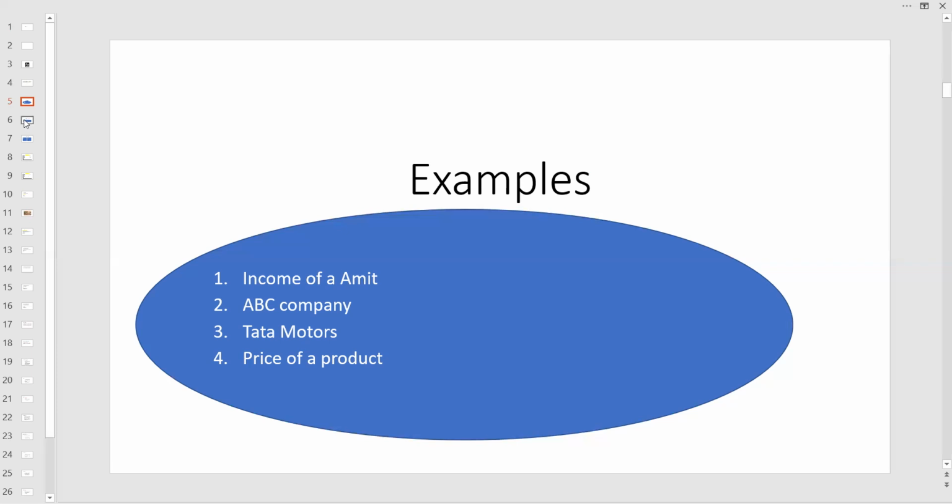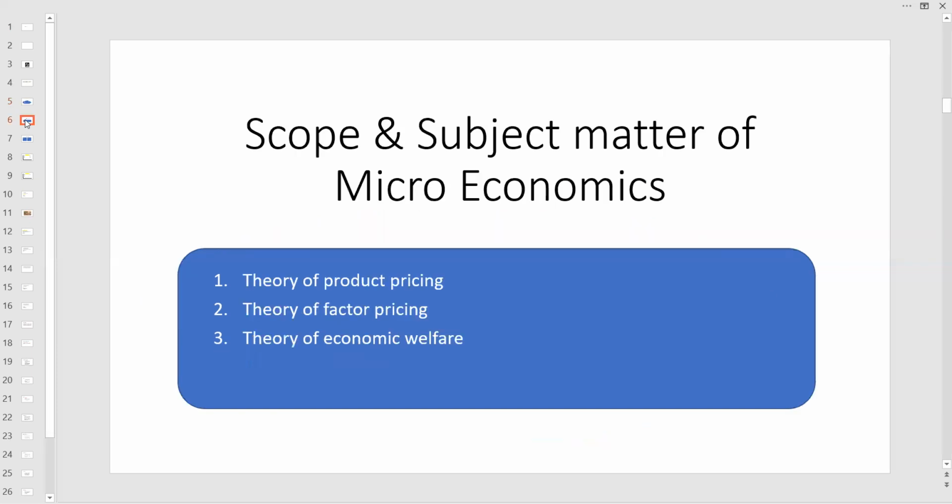Okay, so with the definition and with the example, now we can clearly focus on the scope and subject matter of microeconomics. Okay, scope and subject matter of microeconomics means कि microeconomics में क्या क्या include होता है, what is included in microeconomics. Okay, so as we know that microeconomics, it deals with the small part of the economy. So that's why the scope of microeconomics is limited, because it considers only individual aspects of the economy and not whole economy.